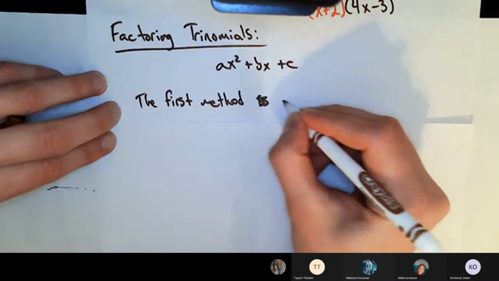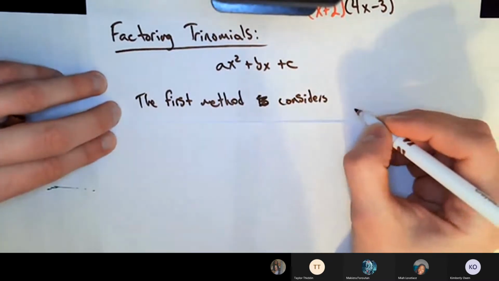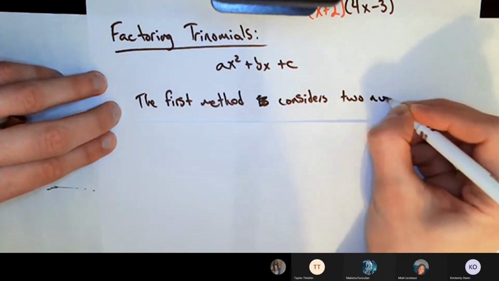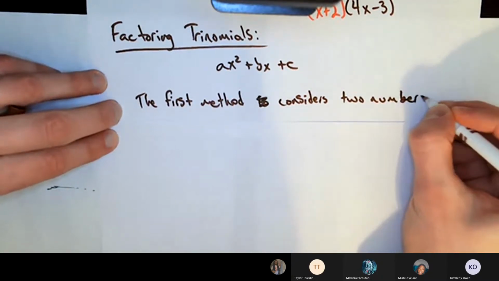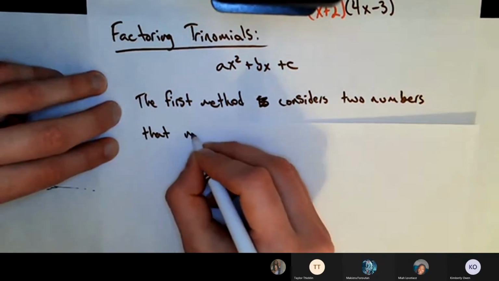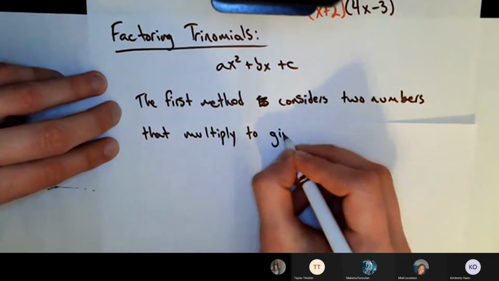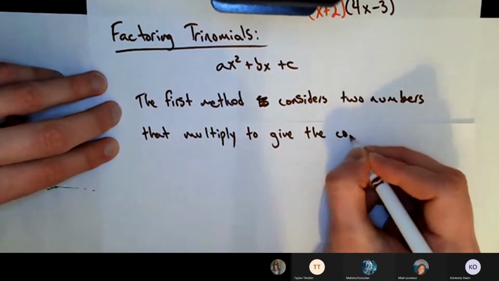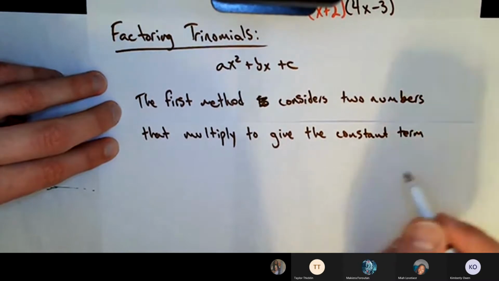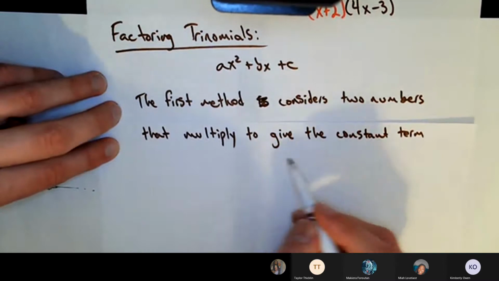The first method considers two numbers. This is going to be the one that's familiar to you. Two numbers that multiply to give the constant term. The constant term is the number at the back without an x on it. The constant term, so in the general form I've written, c is the constant term here.